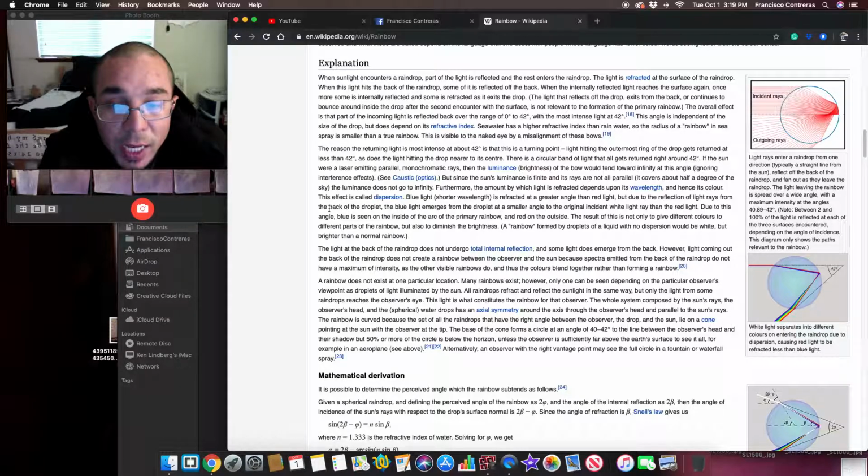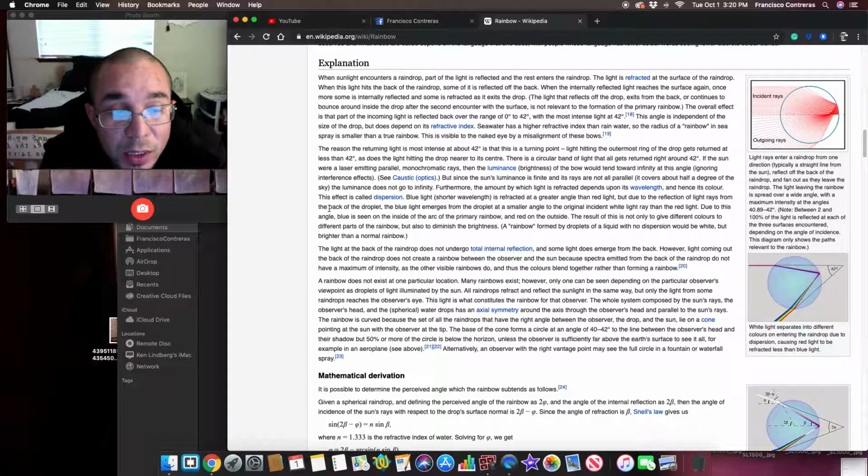A rainbow does not exist at one particular location. Many rainbows exist. However, only one can be seen depending on the particular observer's viewpoint. As droplets of light are illuminated by the sun, all raindrops refract and reflect the sunlight in the same way, but only the light from some raindrops reaches the observer's eye. This light is what constitutes the rainbow for that observer.